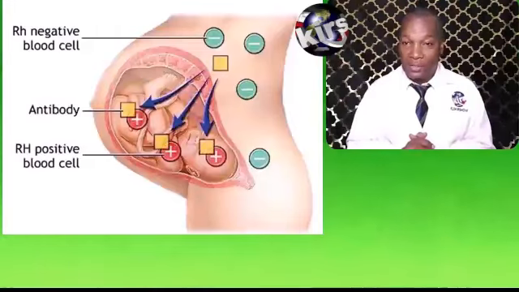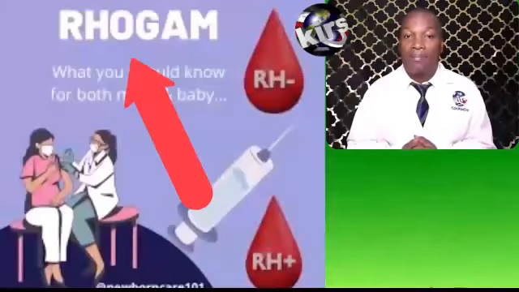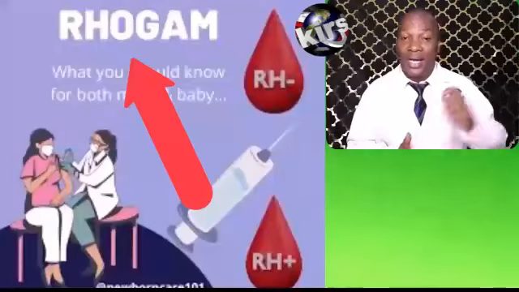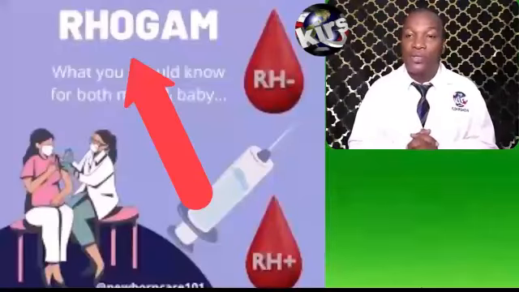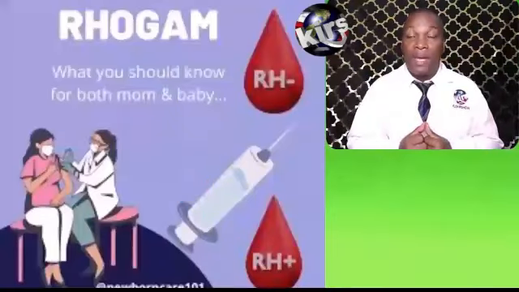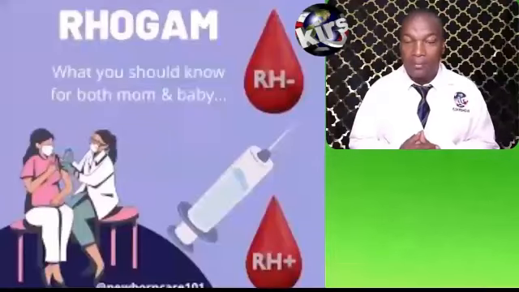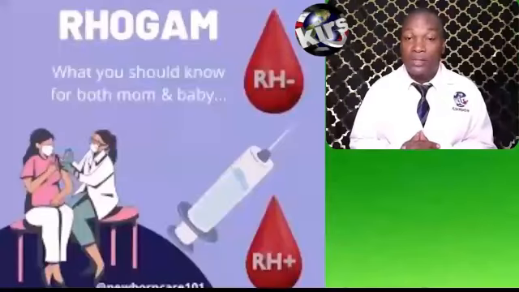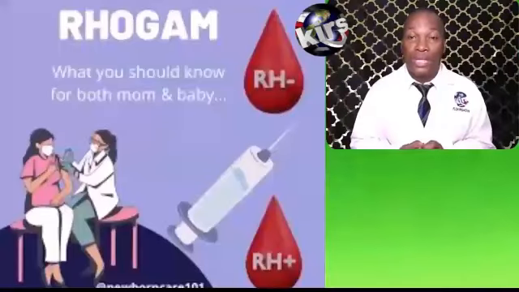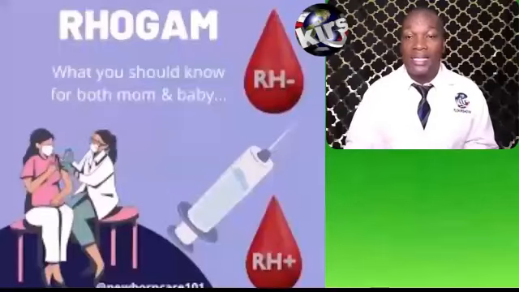Thankfully, there is a medical solution. We call it ROGAM. This injection helps prevent the mother from forming those harmful antibodies. In other words, we have an injection which is given at least before the mother gives birth and during birth, to make sure that the mother's immune system does not form those harmful antibodies. It's a great example of how understanding blood types can literally save lives.